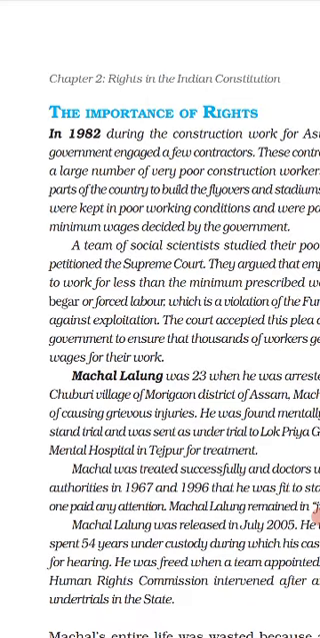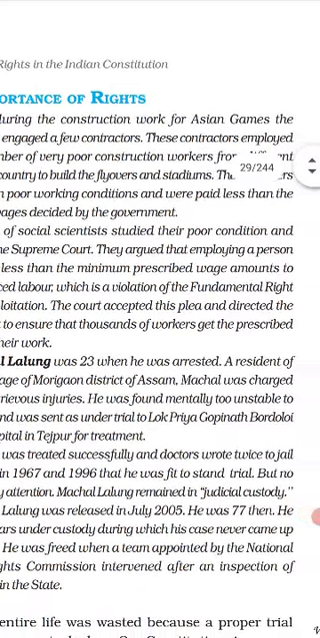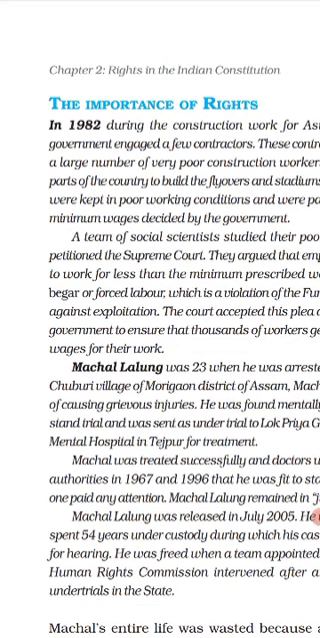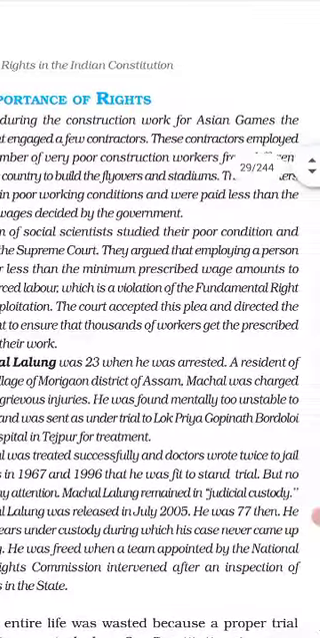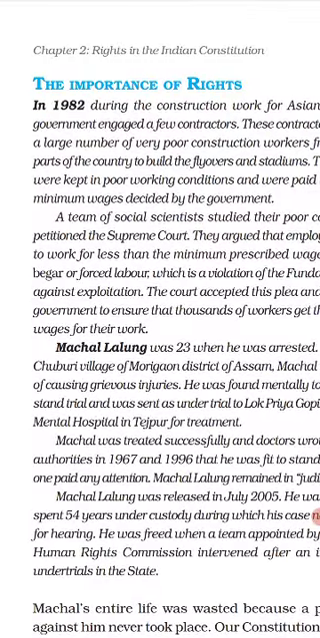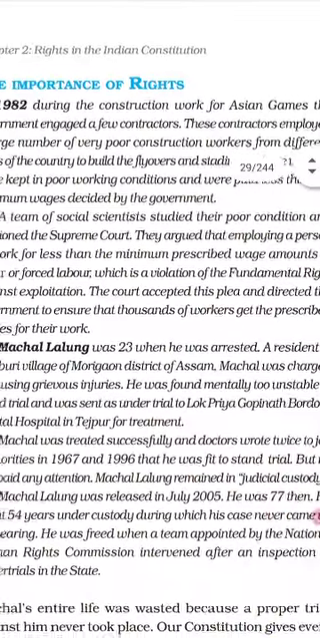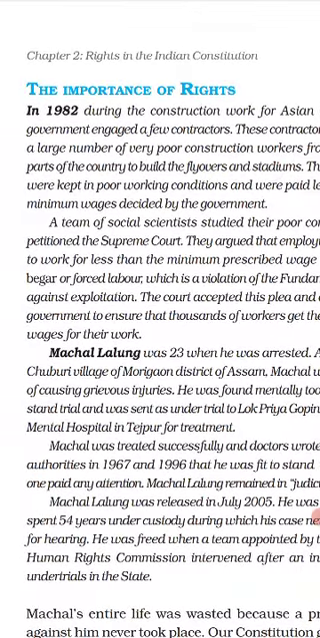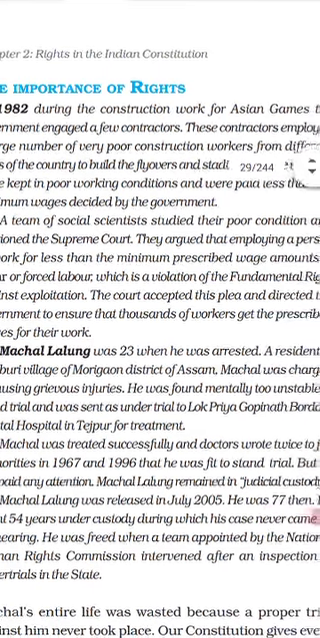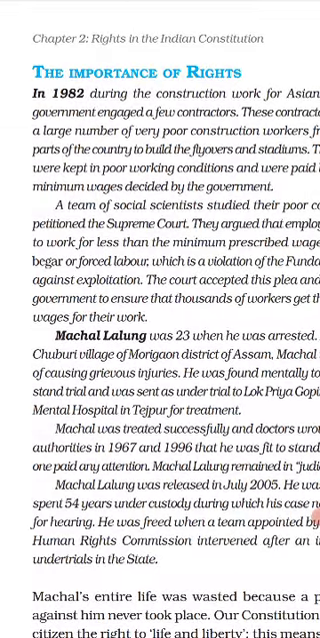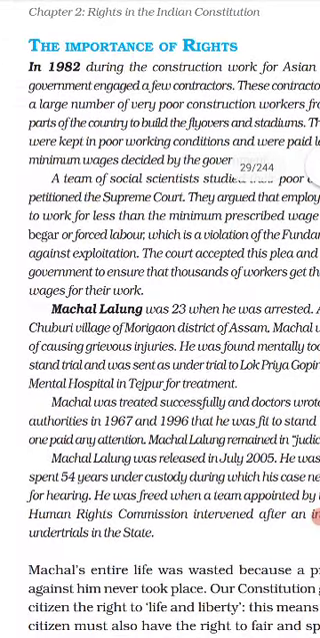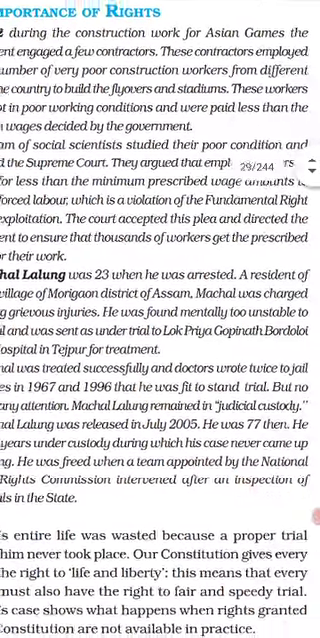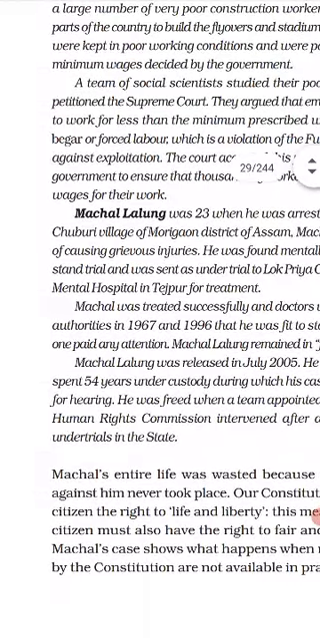After some time, a team of social scientists studied their poor condition and petitioned in the Supreme Court. They argued that employing a person to work for less than the minimum prescribed wages amounts to begaar, which is considered forced labor, which is a violation of the fundamental right against exploitation. The court accepted this plea and directed the government to ensure that thousands of workers get the prescribed wages for their work.